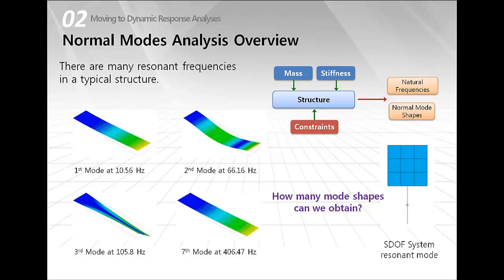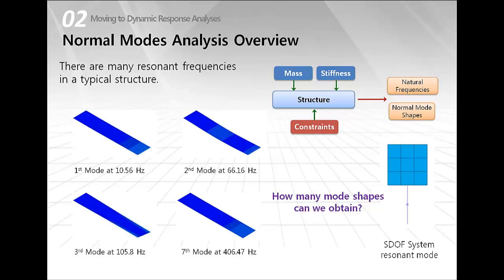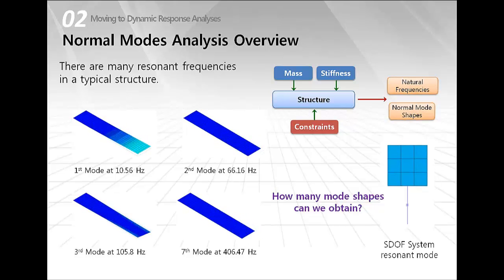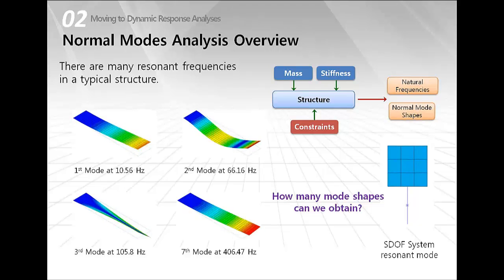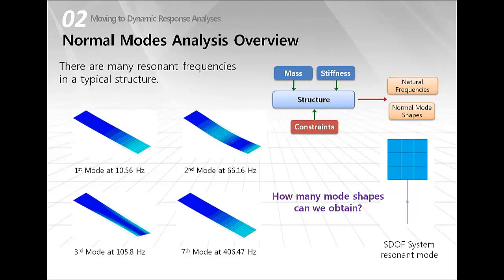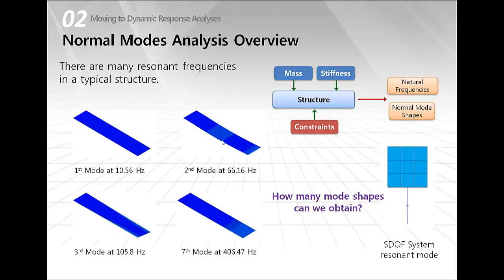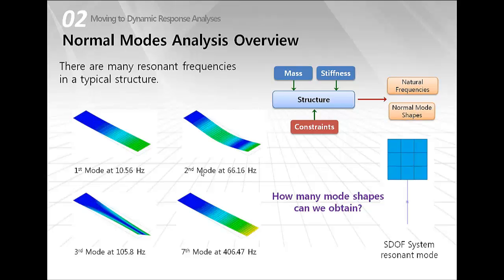Typically, there are many resonant frequencies in typical structures, so we can obtain many characteristic deflected shapes, one for each particular frequency. If you take a look at this cantilever plate example, we see that we obtain the first mode at 10.56 Hertz, and as you see, this is a bending mode. The second mode is the second bending mode. We can also obtain torsional modes and others. Everything depends on how many degrees of freedom your structure consists of.